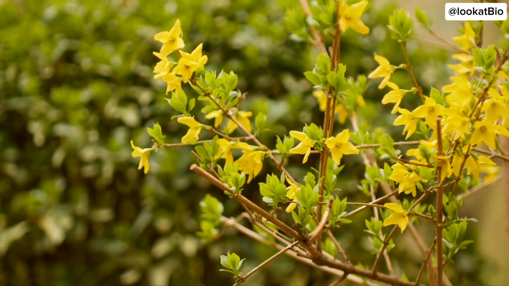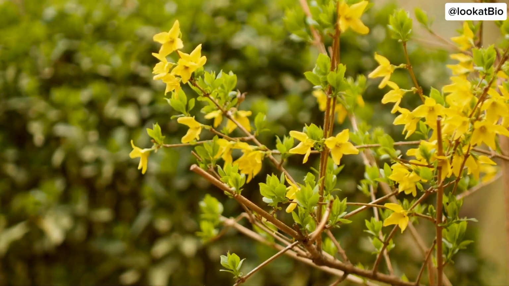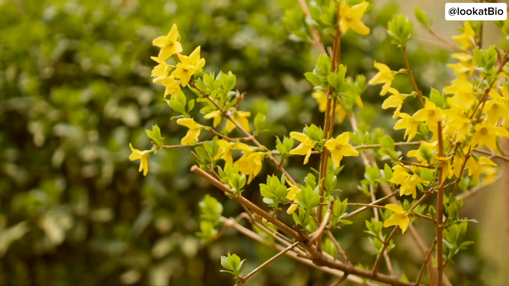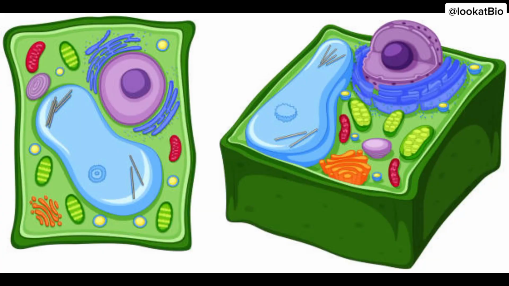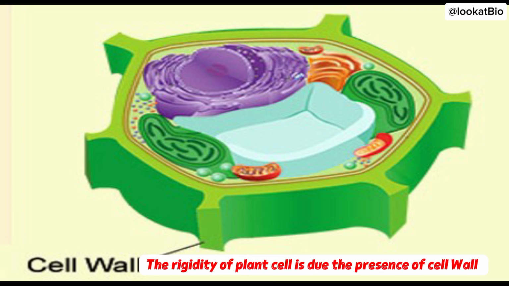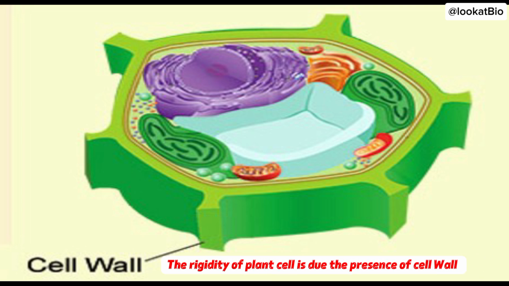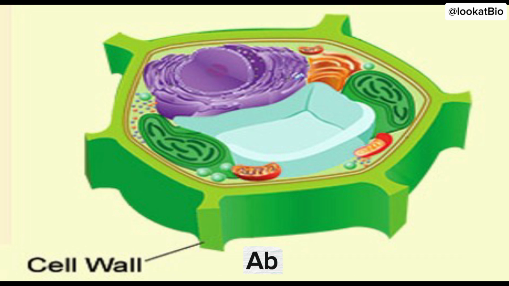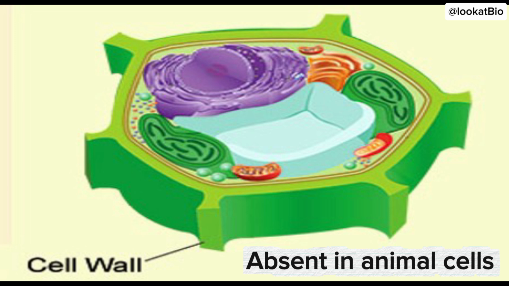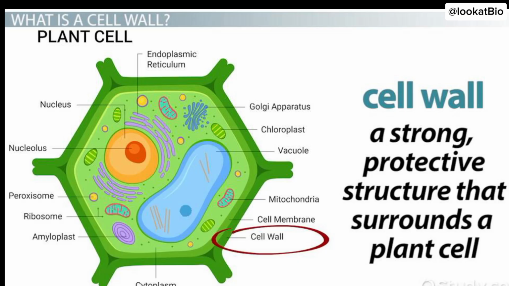What makes the plant strong and stand erect amongst the environmental conditions? It is because of plant cells. The rigidity of plant cell is due to the presence of a special layer external to the cell membrane called the cell wall, which is absent in animal cells. Let us go through the key points of the cell wall.